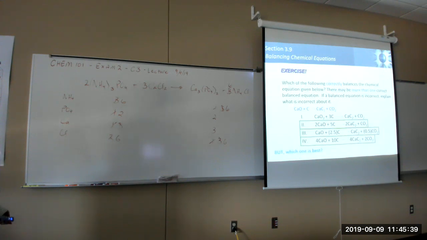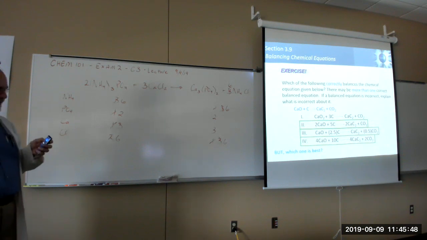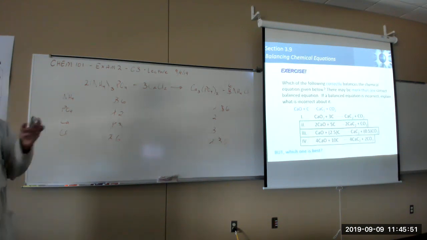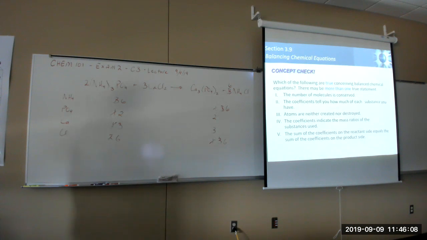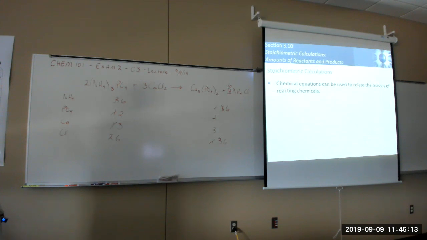Okay. This just emphasizes the point that all 3 of these are technically correct, but the best one is the one that gives you the smallest whole number coefficients. And that would be this one, 2, 5, 2, 1. Yeah, definitely. All right, we're going to have to move along.